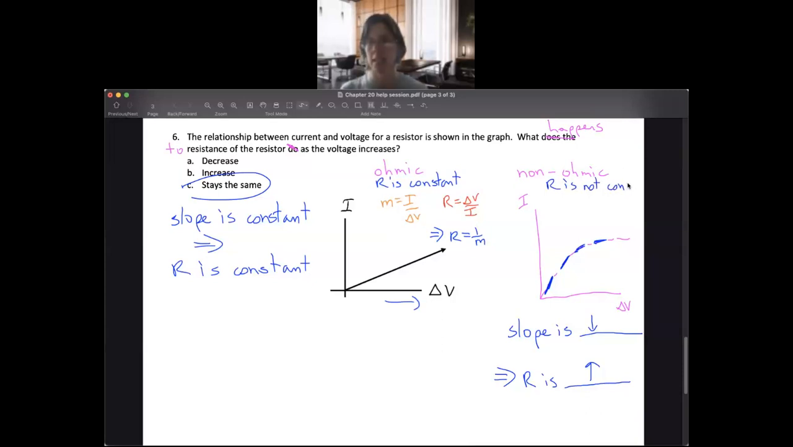So what this means is that the resistance is actually changing as you increase the voltage, but it's because it's a non-ohmic device, and as you increase that voltage, it actually changes the temperature of the resistor and it changes its resistance. But it's just about understanding the graphs. All right, any questions about that?